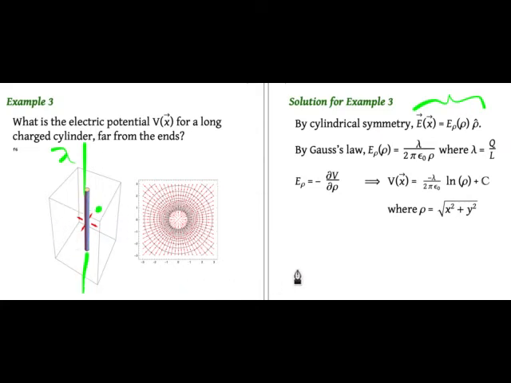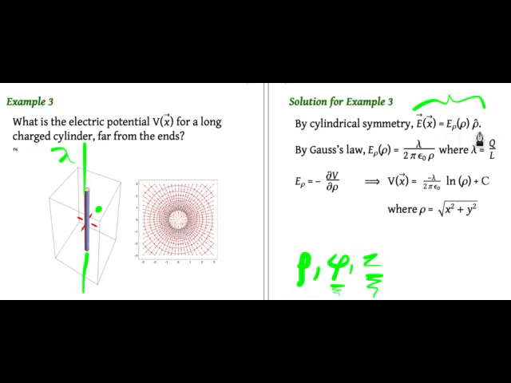So using cylindrical coordinates, I have coordinates rho, phi, z. But as long as I'm far from the ends, I can just treat this as an infinite line, and there will be no dependence on z. And furthermore, I have cylindrical symmetry here, rotational symmetry around the z-axis, so there'll be no dependence on phi. Well, there will be a dependence on phi in the direction. The direction will be in the direction of rho hat, the direction of increasing perpendicular distance from the wire. And rho here is the perpendicular distance from the wire.